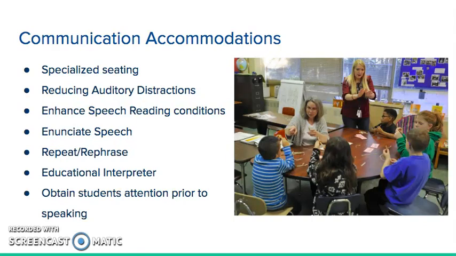Frequently check for understanding. Of course, you always want to make sure they're understanding the information, not just writing it down and moving along.